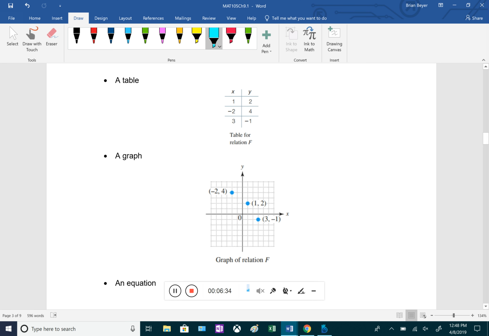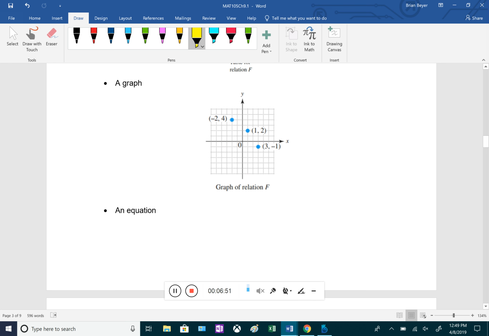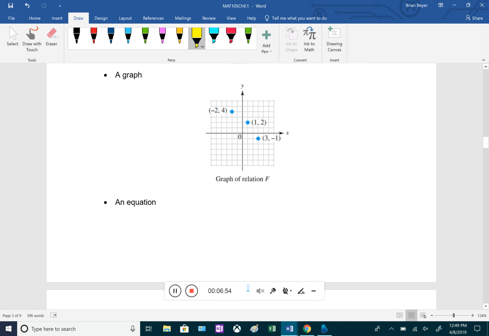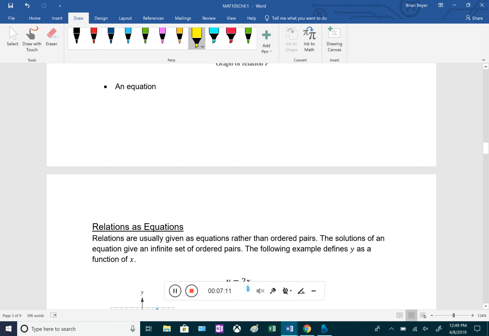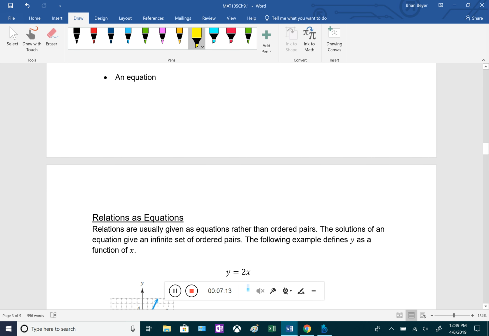Okay, next way is a table, which we've seen before. So we have an x column and a y column. That's saying that for this f here, 1 corresponds to a y value of 2, -2 corresponds to a y value of 4. Once again, we've seen that before. And another one is a graph, which we've also seen before. We graph them as xy coordinates on the rectangular coordinate system. So we have the coordinates (1, 2), (-2, 4), and (3, -1), because they're just x's and y's. And the last way here is going to be an equation, which we'll focus on for this next page.